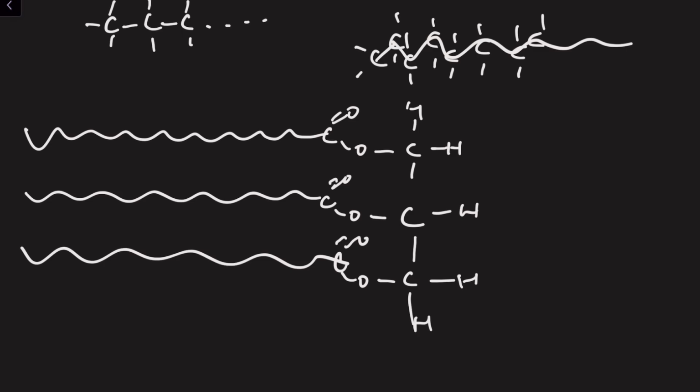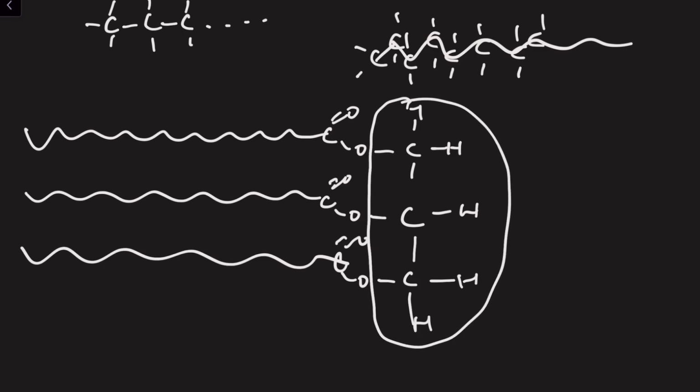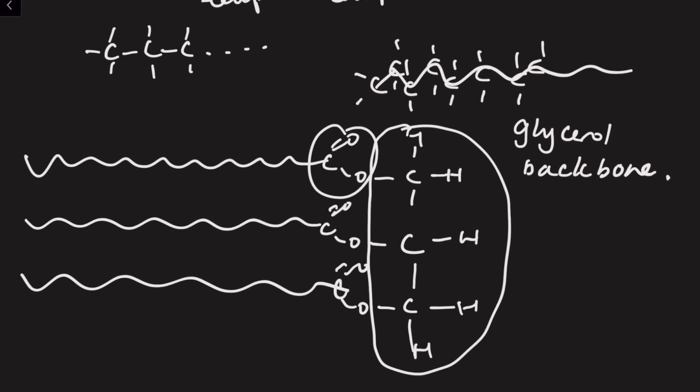So this part is called the glycerol backbone. It's called backbone since it connects the 3 fatty acids together. And this, as you recall from Year 11, is called the ester link.